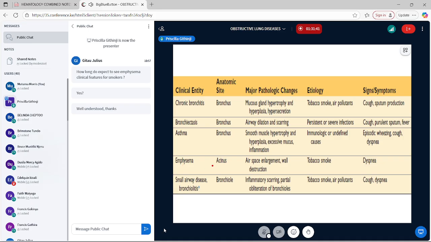Then for emphysema, mainly the acini, and it will present with airspace enlargement, with alveolar wall destruction. Main culprit, tobacco smoke, but also alpha 1 antitrypsin deficiency. And these patients are going to have dyspnea. For small airway disease, bronchiolitis, we talked about chronic bronchitis, also presenting with bronchiolitis. And you're going to have inflammatory scarring and partial obliteration of your bronchioles, of course, triggered by tobacco smoke and air pollutants. And these patients will present with cough and dyspnea.